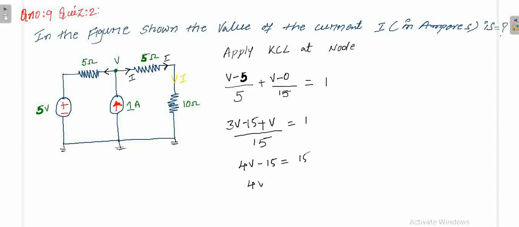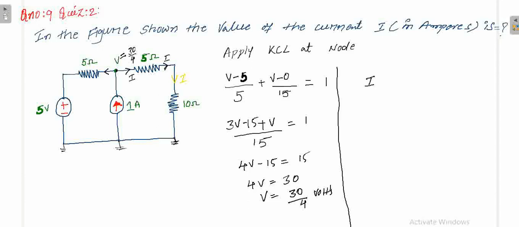So 4V is equal to 30, then V is equal to 30 by 4 volts. Here we got the value of V as 30 by 4 volts. The current flows from V to this point, which is zero potential. What will be the current? The current I flows in this branch. Whatever current flows through the 10 ohm, the same amount flows through this 5 ohms. So I want to find I.